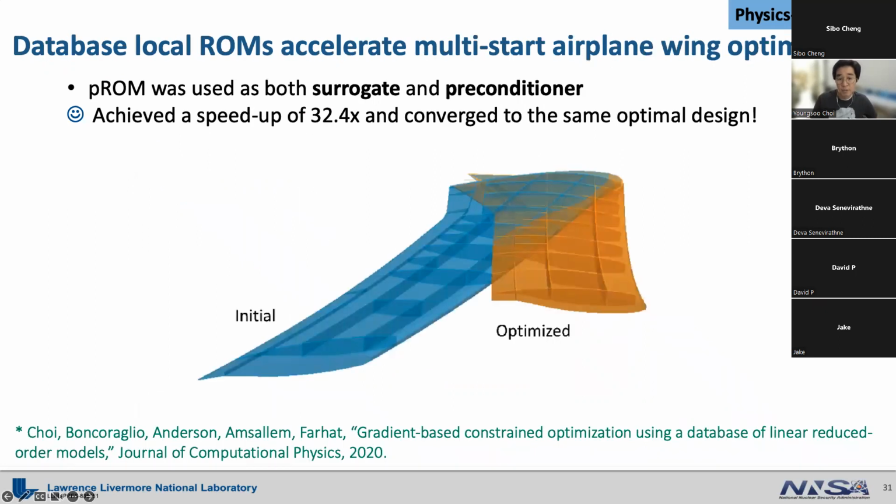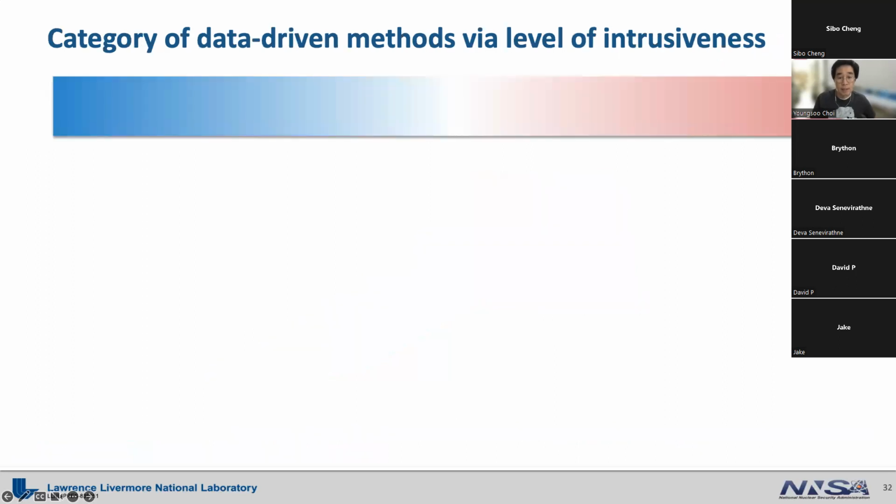Another type of projection-based reduced model, a data-driven, data-based local reduced model, can accelerate this time the multi-start airplane wing optimization process. Multi-start strategy is commonly used to solve robust optimization problems. It needs to solve many optimization problems with different starting points. In this setting, once-for-all trained local reduced models were reused to ultimately achieve a speedup of 32.4. Okay, all right, so much for the physics constrained projection-based reduced models.